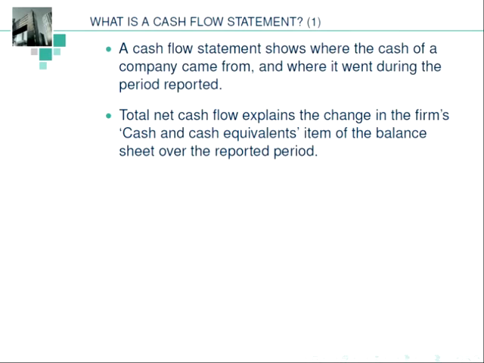So, what is it? In essence, this cash flow statement shows where the cash of a company once came from and where it went during the past period that we focus on. If we sum up all the cash inflows and cash outflows, we basically explain the change in the firm's cash and cash equivalents item that we observe in the balance sheet over that very same period.